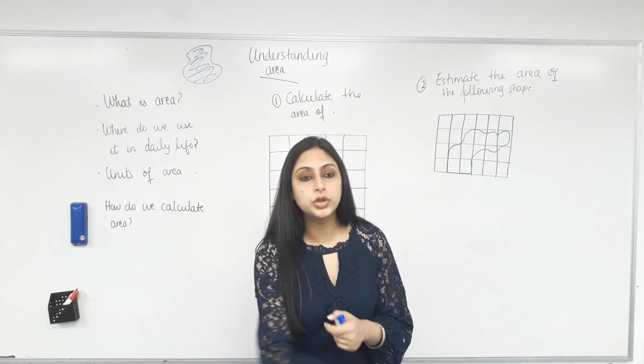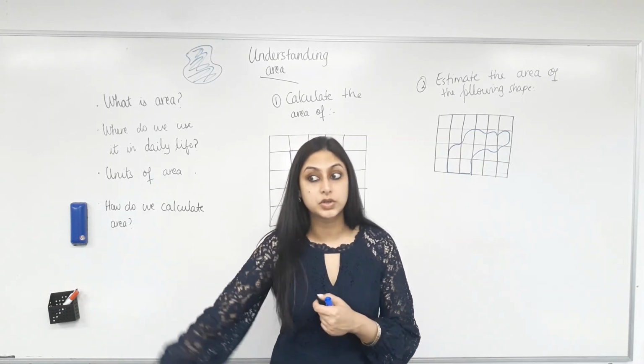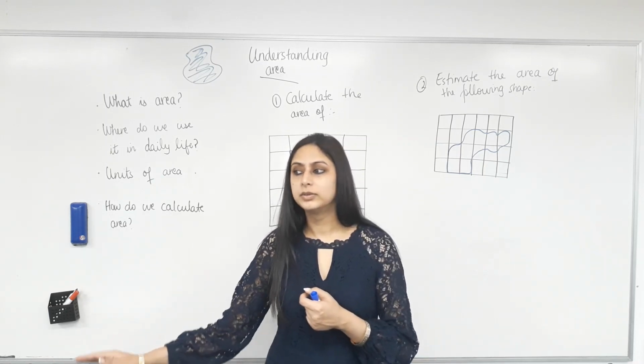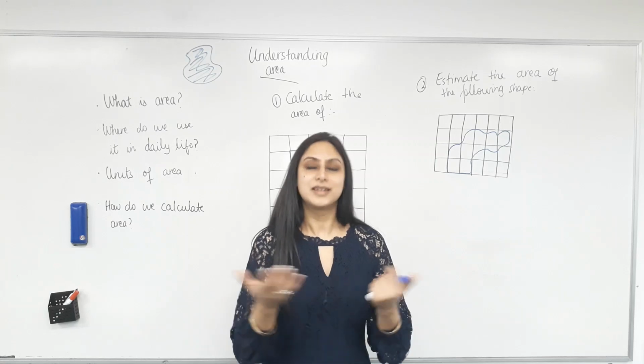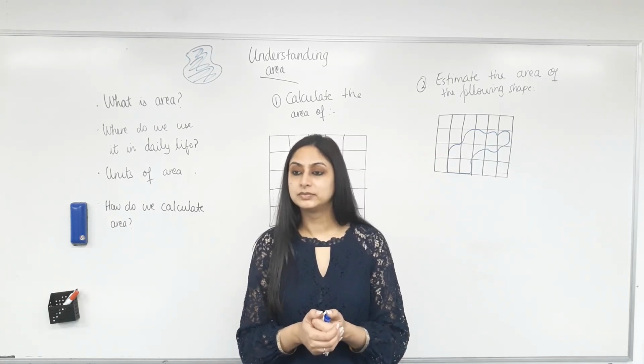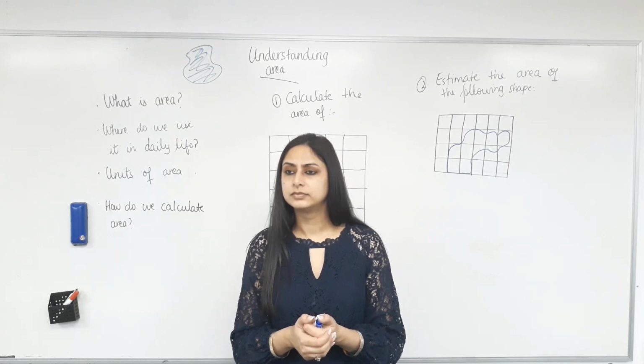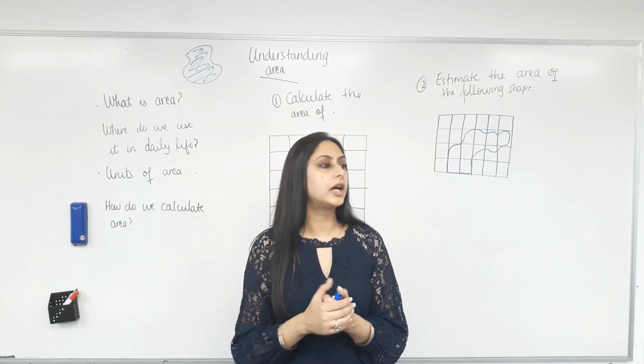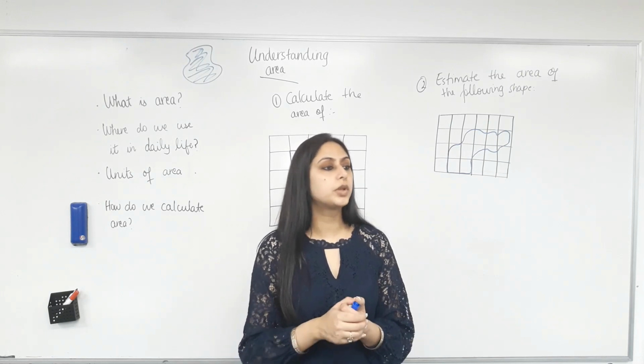So where else would you need to know the surface? Carpeting was one. What was something else? Tiling. Yes. If you were to make a fake grass oval, yes, artificial turf, you would need to know the area.